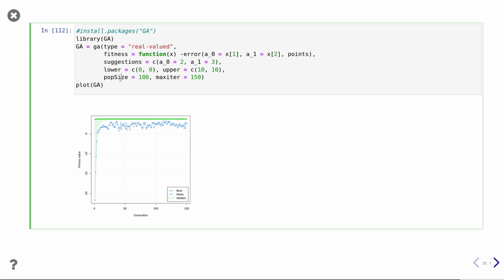And when I initiate the process, in the first generation, one of those genes is going to be the one that I suggest here, the one that has A0 equals 2 and A1 equals 3. Others will just be taken at random between lower and upper. And finally, max iteration, 150 here, is how many generations do I consider.